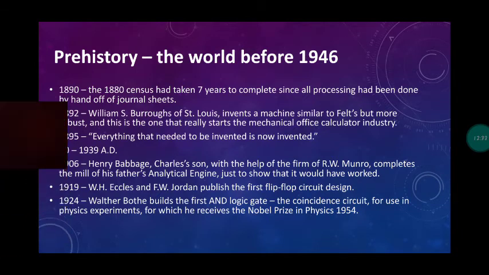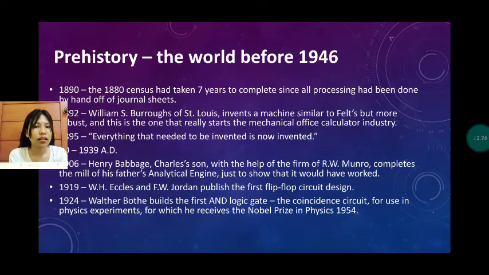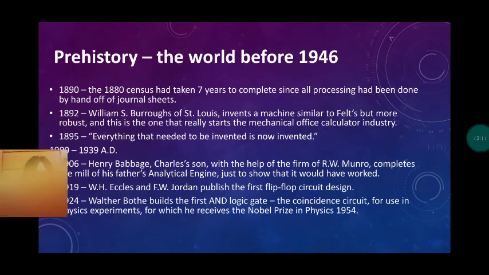While in 1919, W.H. Eccles and F.W. Jordan published the first flip-flop circuit design. In 1924, Walther Bothe builds the first AND logic gate, the coincidence circuit, for use in physics experiments, for which he receives the Nobel Prize in Physics in 1954.